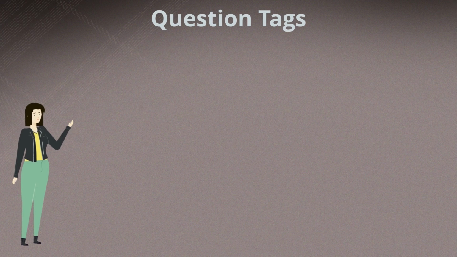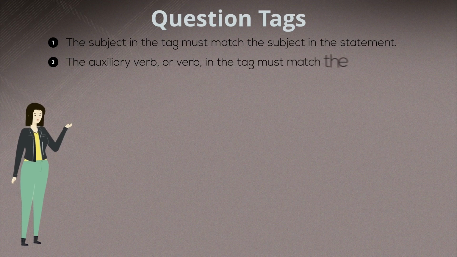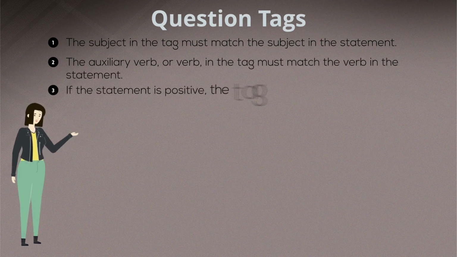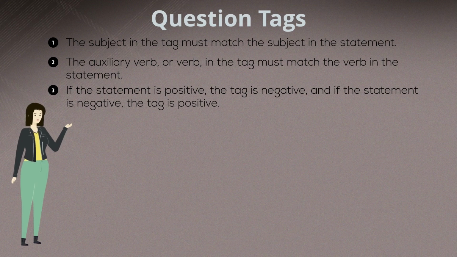There are 3 rules to follow when forming question tags. These are: the subject in the tag must match the subject in the statement. The auxiliary verb, or verb, in the tag must match the verb used in the statement. If the statement is positive, the tag is negative, and if the statement is negative, the tag is positive. Let's look at each of these in turn.